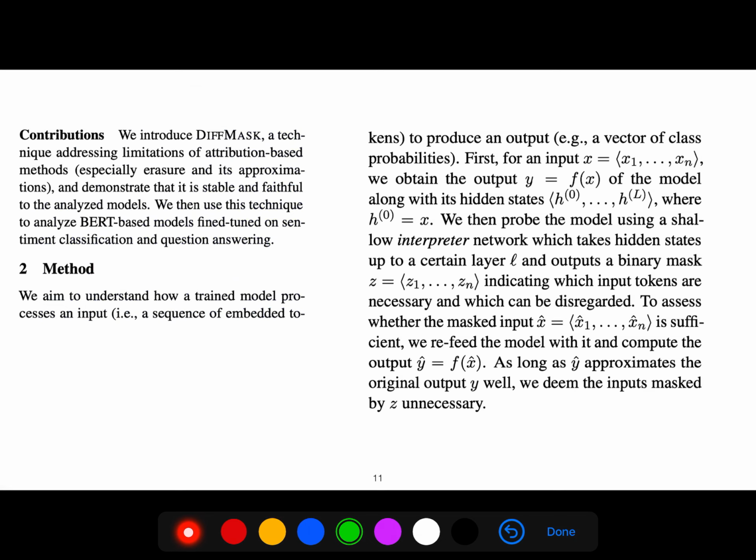So we aim to understand how a trained model processes an input to produce an output. For an input X, we obtain the output Y of the model along with the hidden states. We then probe the model using a shallow interpreter network, which takes hidden states up to a certain layer L and outputs a binary mask indicating which input tokens are necessary and which can be disregarded.